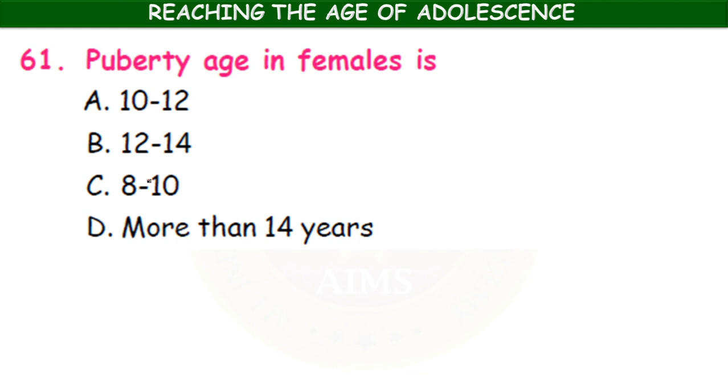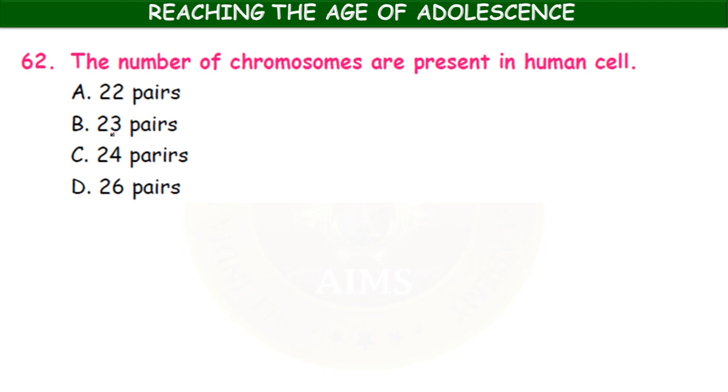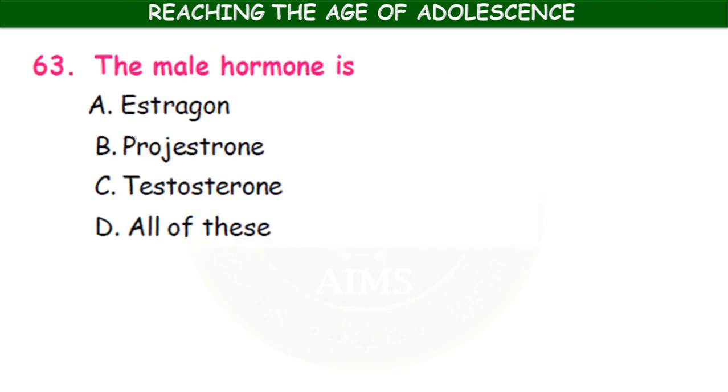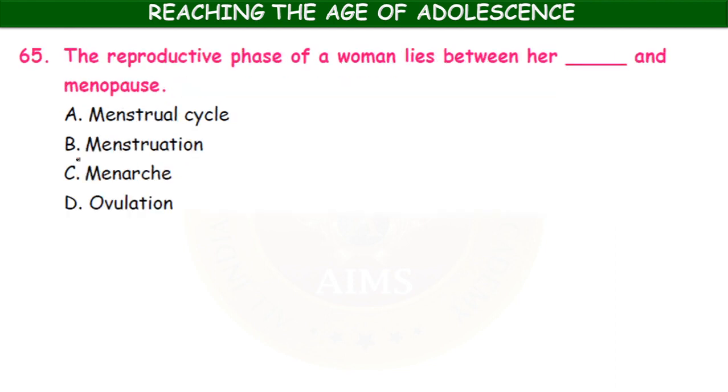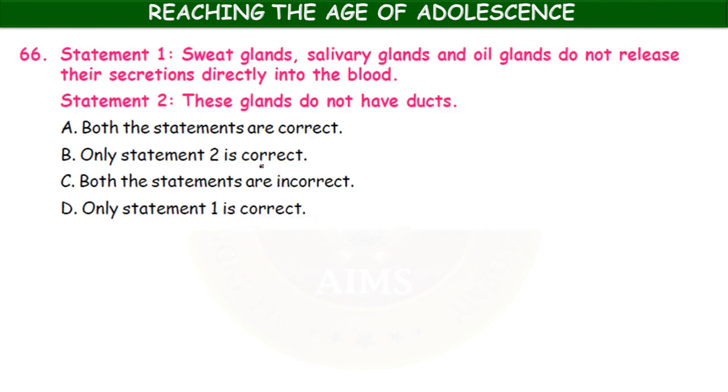Puberty age in females: 12 to 14 years. The number of chromosomes present in a human cell: 23 pairs. The male hormone is estrogen, progesterone, testosterone. Which of the following should be taken by adolescents in the meal? Chapati, dal and vegetables. The reproductive phase of women lies between her dash and dash: the menarche and the menopause, the first menstrual cycle and the menopause.